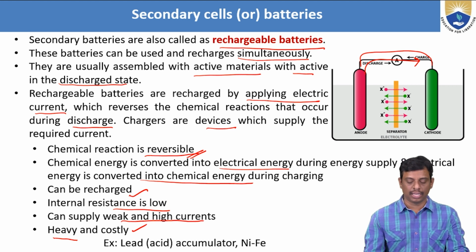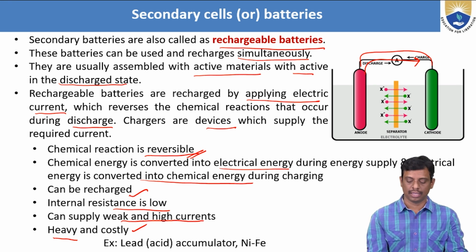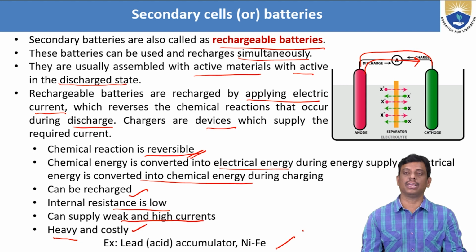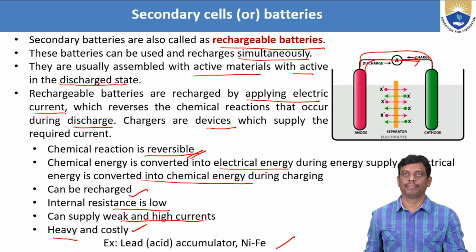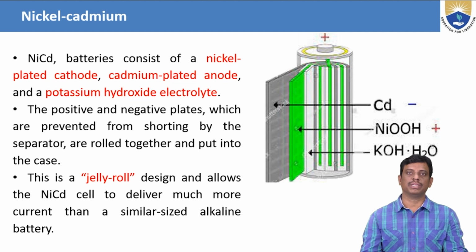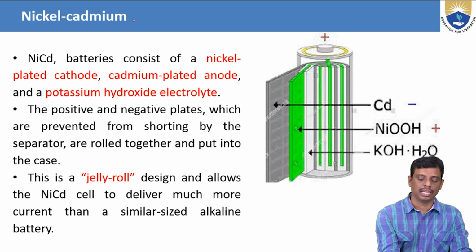And the best examples of secondary battery are the lead acid battery, the nickel iron battery, and the nickel cadmium battery. These are the examples of secondary cells. We'll go for a discussion of the secondary batteries. The best example of secondary battery is the nickel cadmium battery. We take the example of the nickel cadmium battery.